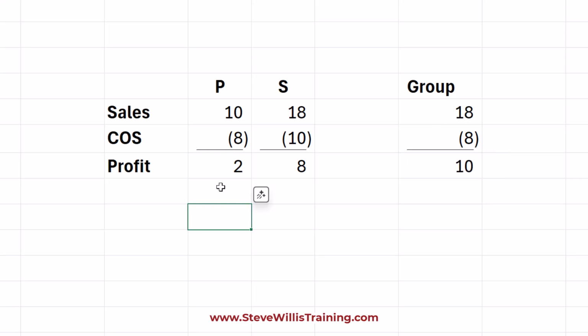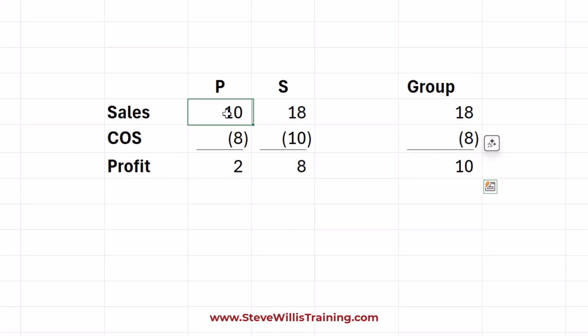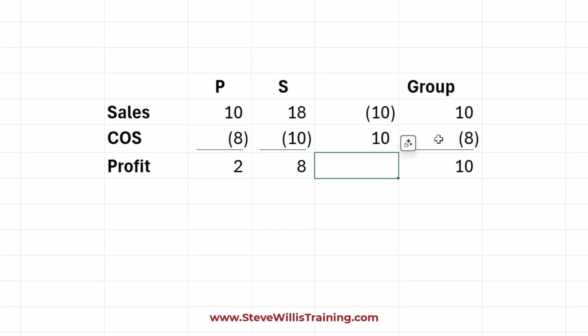When we add up the bottom line of profit, that works. We get a group profit of 10. But if we add the sales together, that becomes 28. So we need to reduce group sales by 10. That's the intra-group trading. If we look at cost of sales, look at this. -8 plus -10 is -18, but we need an 8 there. So what we do then, we just add 10. -18 plus 10 is -8.